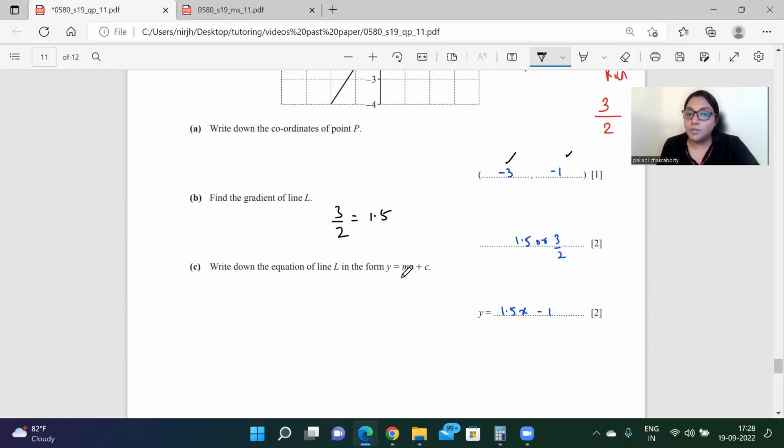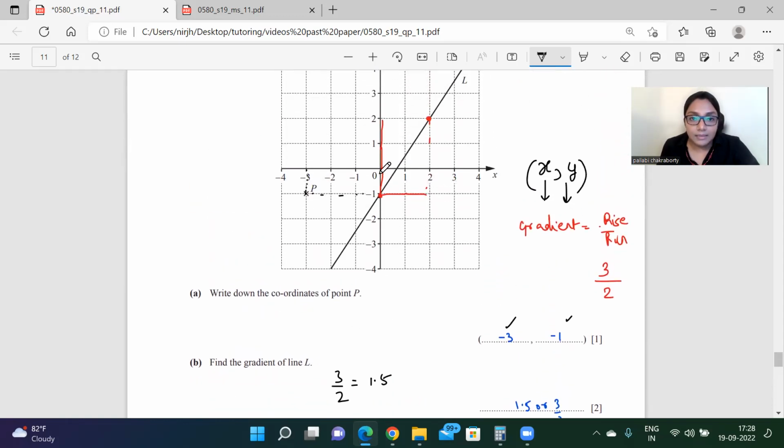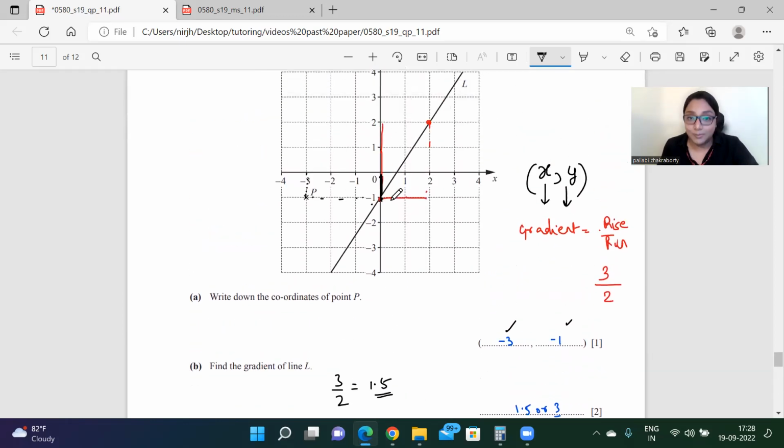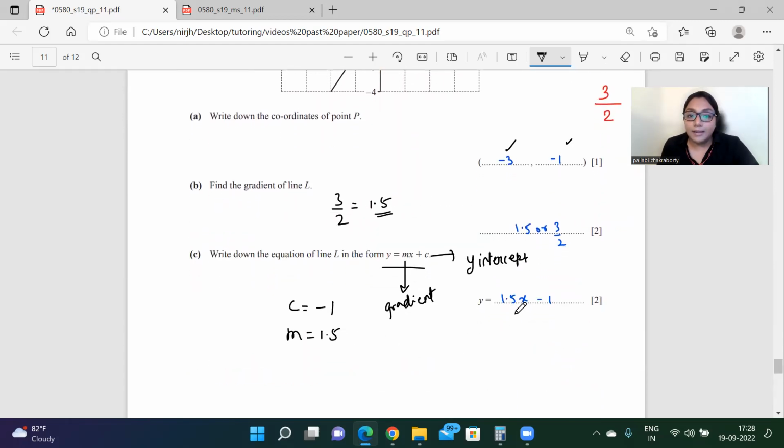Now you have to write the equation of the line in the form of y is equal to mx plus c. How do you do that? M over here means the gradient and c means the y-intercept. So you should know that y-intercept over here, if you see, is this. That line where it cuts the y-axis is the point where it cuts is -1 in y, right? So y-intercept or c value is -1. Gradient we have already found. M value is 1.5, which is positive because the rise is positive. So the equation of line becomes y is equal to 1.5x minus 1.